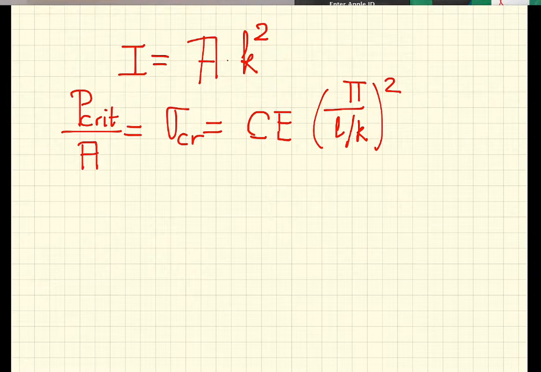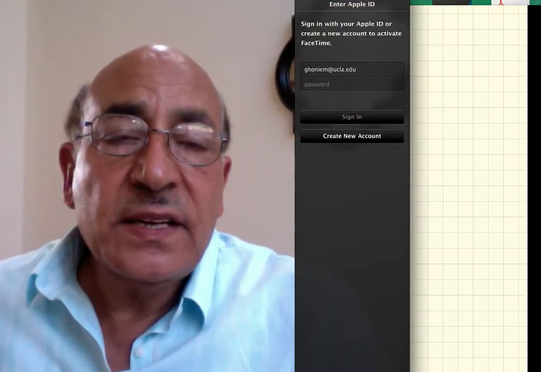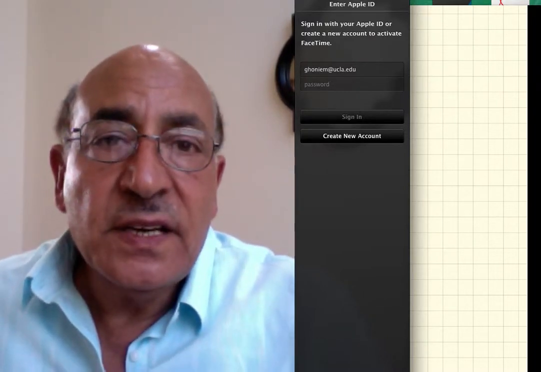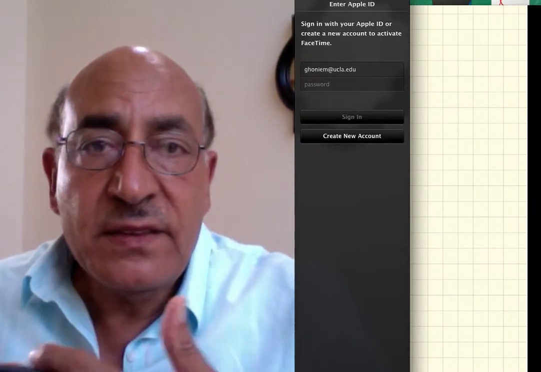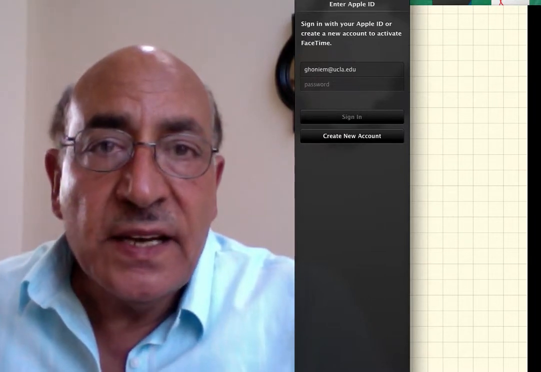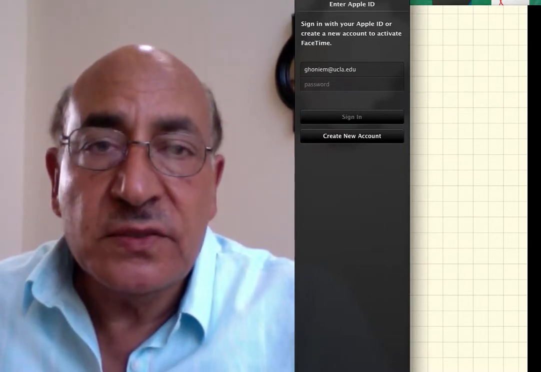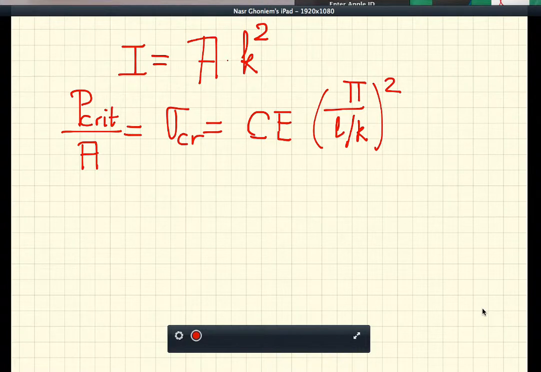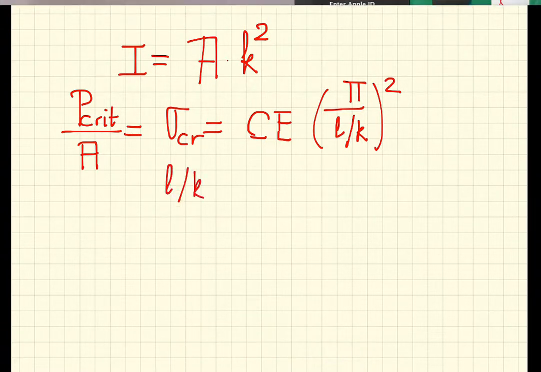Obviously, if you try to plot this critical stress as a function of the length, so basically a relative ratio of the length of the column divided by its radius of gyration as a non-dimensional quantity, you will get a hyperbola. So it looks like this. If I define L over K as, let's say, X, then I have sigma crit is equal to a constant times E times pi over X squared.